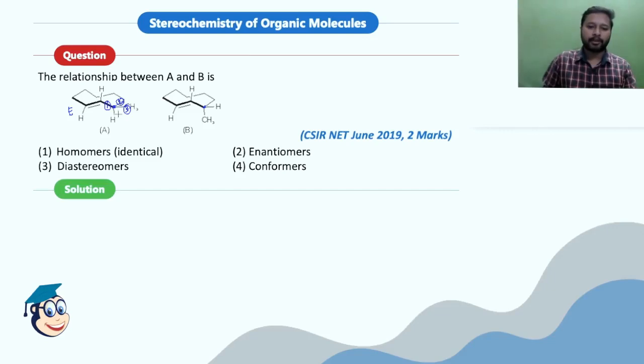So don't worry about that. Just see how this arrow goes. It goes in the clockwise direction, so it is R. So it has E configuration and R configuration. So we will say that for A we have configuration E and R.